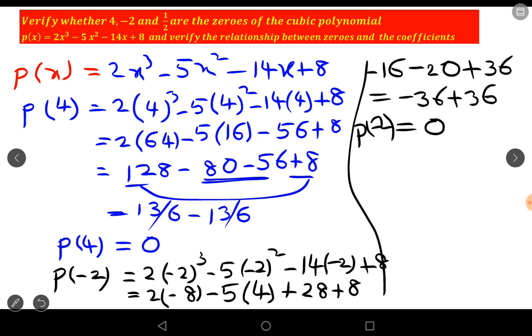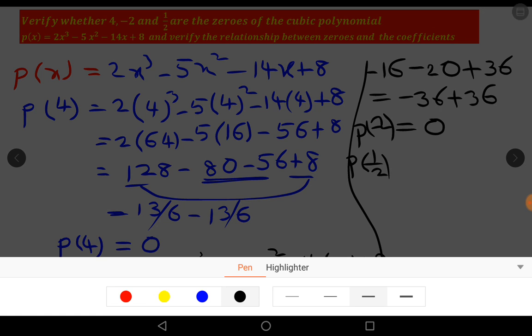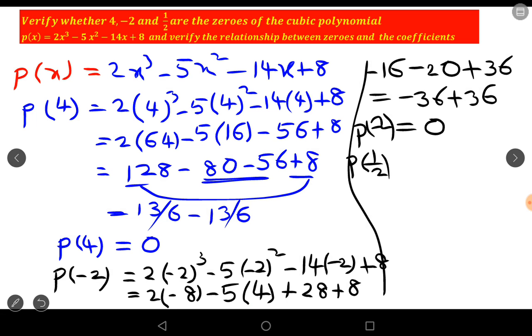Next, third one, p of 1 by 2. Same, substitute the value: 2 times of 1 by 2 whole cube, minus 5 times of 1 by 2 whole square, next, minus 14 times of 1 by 2, and plus 8.